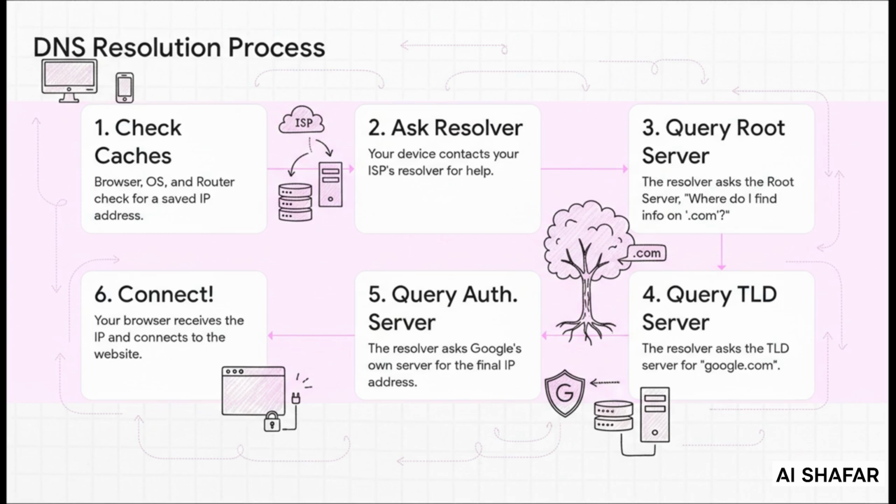Your computer contacts what's called a DNS resolver. Think of it as a helpful librarian. That resolver first asks a root server, hey, where do I find information about anything ending in .com? The root server points it to the TLD, or top-level domain server. The resolver then asks that TLD server, okay, great, where can I find google.com? That server points it to the final stop, Google's very own authoritative server, which gives the definitive final IP address. Your browser finally gets that number, and boom, a connection is made.